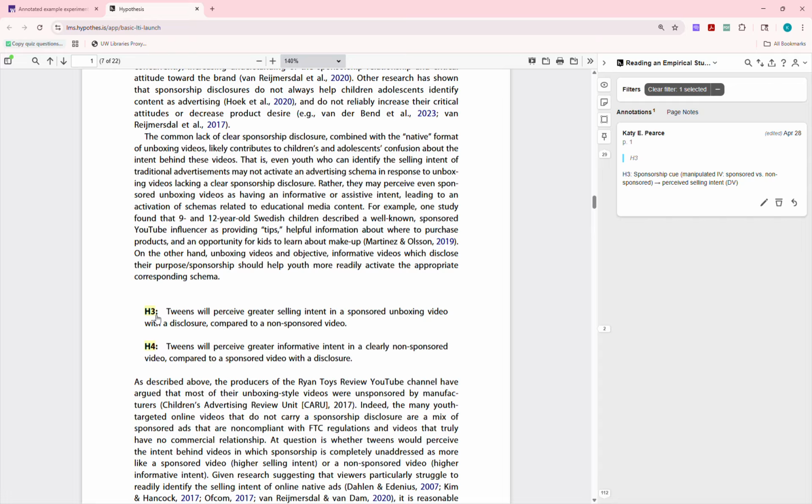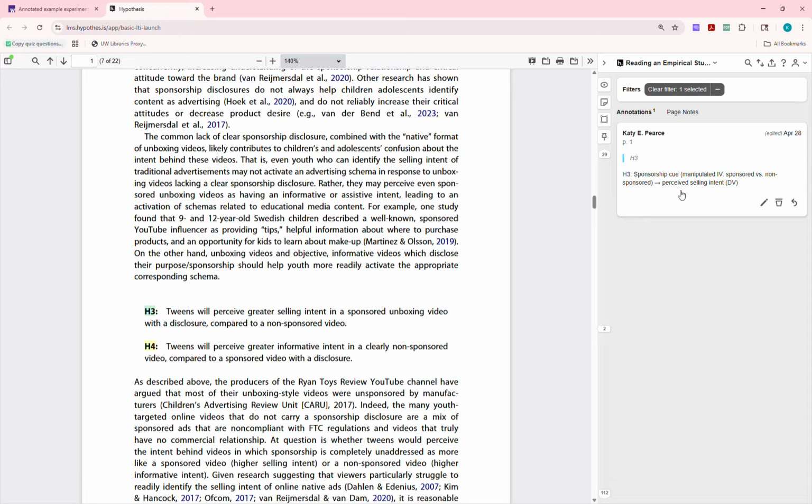Okay, so here the independent variable is sponsorship cue. And in this case, was it sponsored versus non-sponsored? And then there's also this subtle one, but regardless. And then the dependent variable is perceived selling intent, which is something that they measure in the kids.